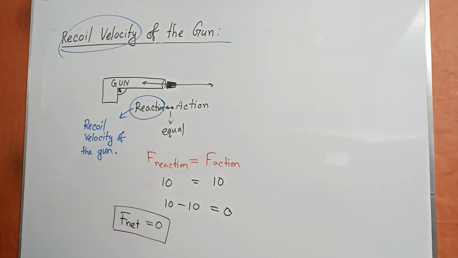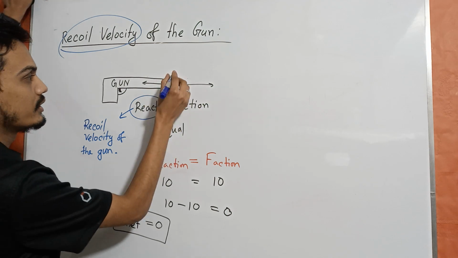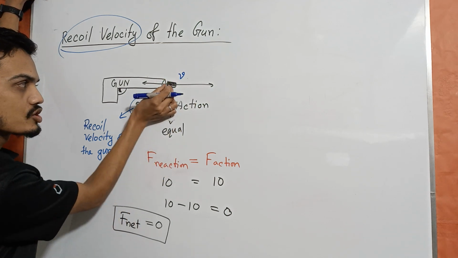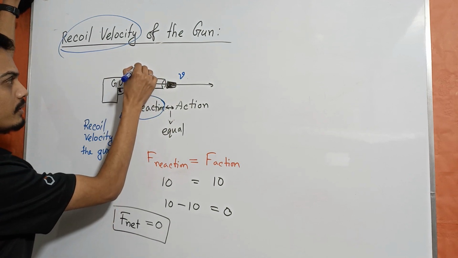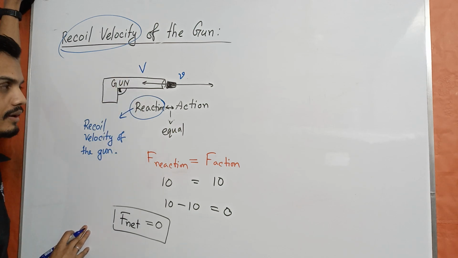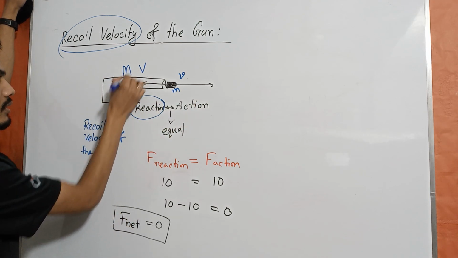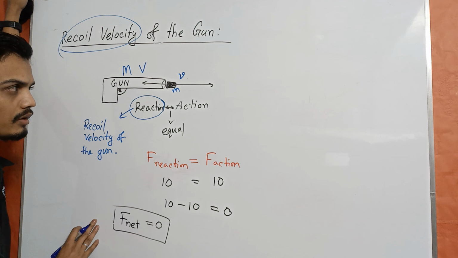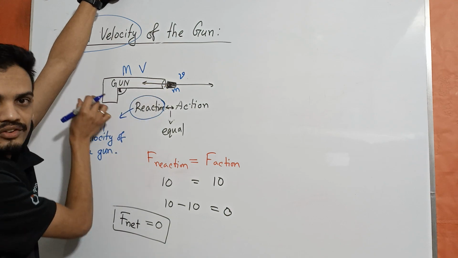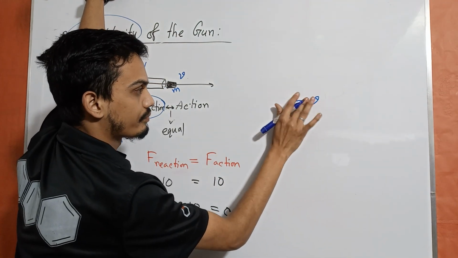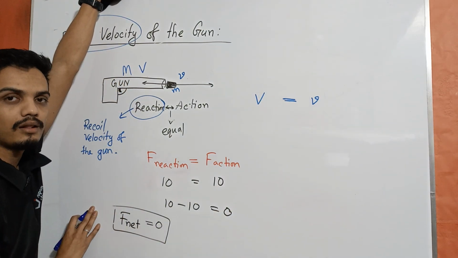Suppose the bullet's velocity is small v, and the gun's reaction velocity is capital V. The bullet mass is small m, and the gun mass is capital M. So the bullet's action equals the gun's reaction.